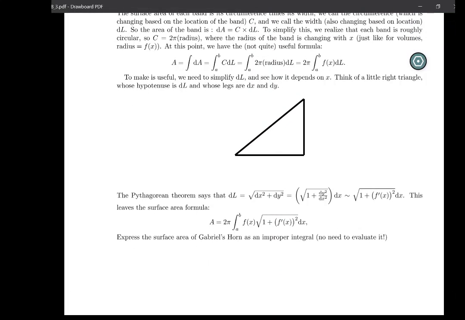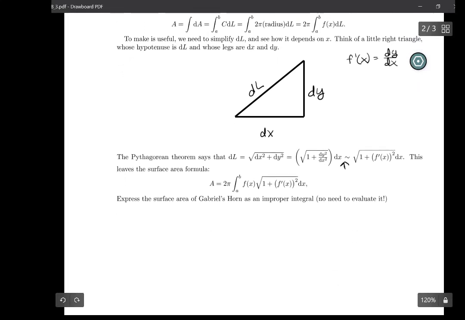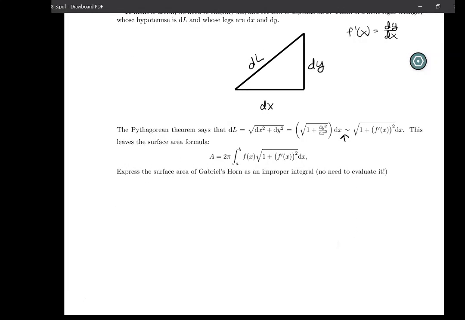The Pythagorean theorem is they're just using this triangle here, the dl, dx, and dy, and some clever algebra. In this step right here, the one you have to remember is that f prime of x is equal to dy dx. That's what a derivative is. There's just two different ways to write it, so that's how they're making that jump there.